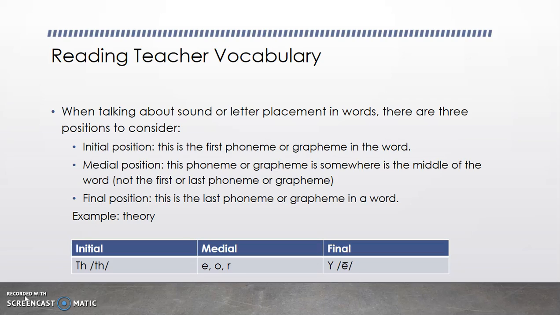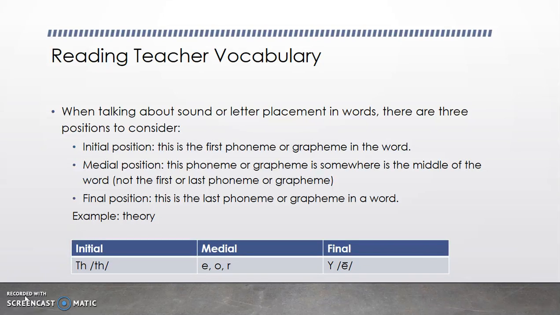So, when talking about a sound or a letter and its placement in a word, there are three positions to consider. The first is the initial position, and this is the first phoneme or grapheme in the word. So, for example, in the word theory, the initial phoneme is th, and the initial grapheme is the th, because these two letters go together. So make sure that you don't split up graphemes that actually go together to make a single phoneme.